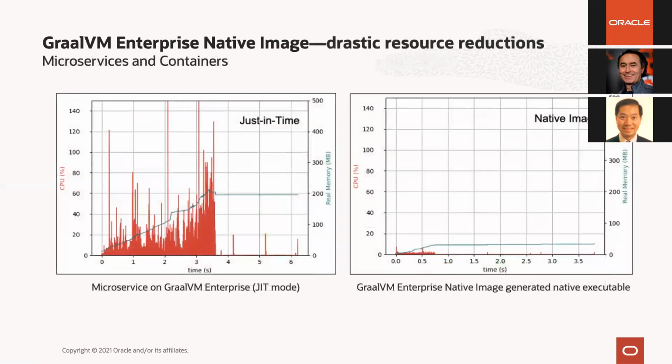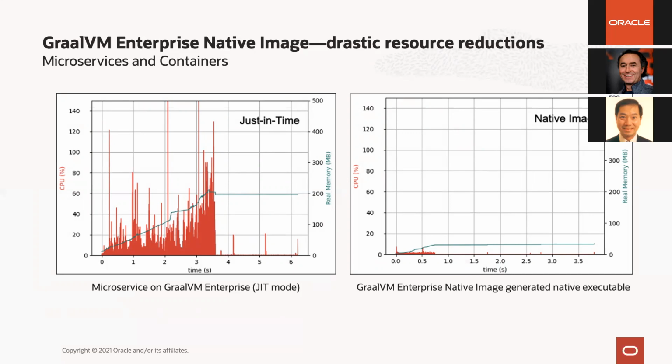Now, to give you a peek inside of these applications, here is what it looks like from the CPU and memory consumption when these things boot. We took this little hello world, a little REST service, a hello REST service, and we ran it in JIT mode on GraalVM, and we ran it as an ahead of time compiled executable.